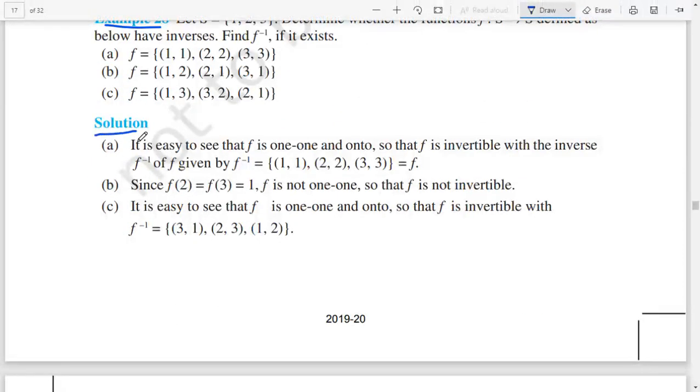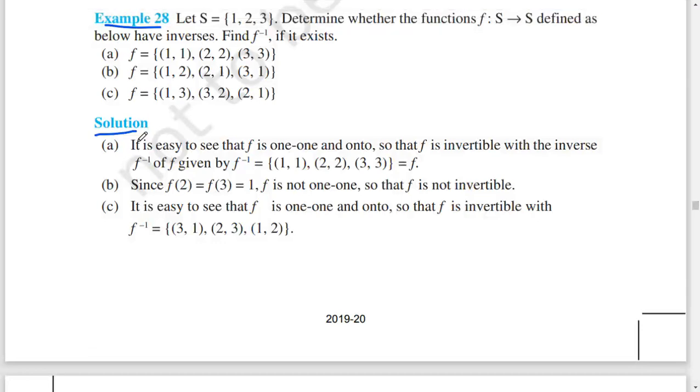A. It is easy to see that f is 1-1 and onto, so that f is invertible with the inverse f inverse of f given by f inverse = {(1,1), (2,2), (3,3)}, which equals f. B. Since f(2) = f(3) = 1, f is not 1-1, so that f is not invertible. C. It is easy to see that f is 1-1 and onto, so that f is invertible with f inverse = {(3,1), (2,3), (1,2)}.